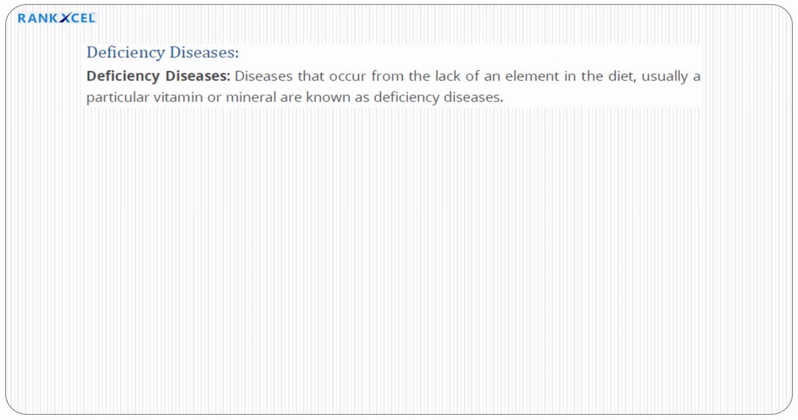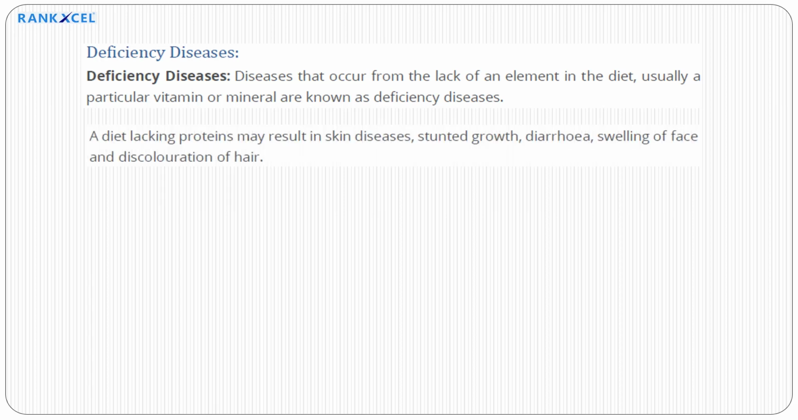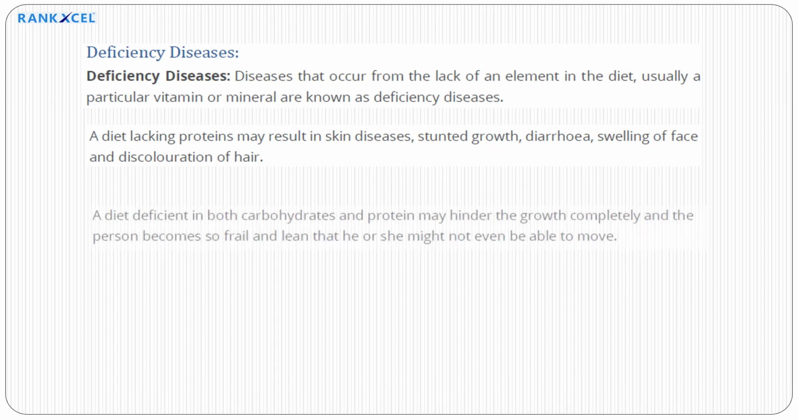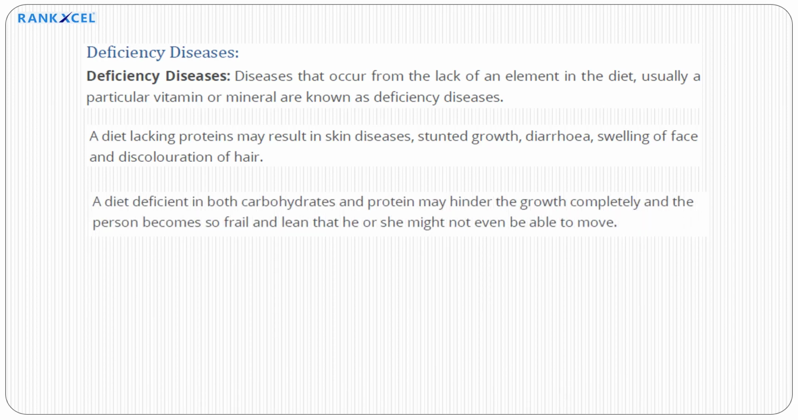Deficiency diseases. Diseases that occur from the lack of an element in the diet, usually a particular vitamin or mineral, are known as deficiency diseases. A diet lacking proteins may result in skin diseases, stunted growth, diarrhea, swelling of face and discoloration of hair. A diet deficient in both carbohydrates and protein may hinder the growth completely and the person becomes so frail and lean that he or she might not even be able to move.